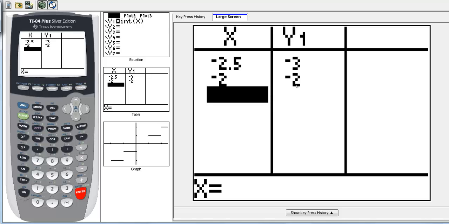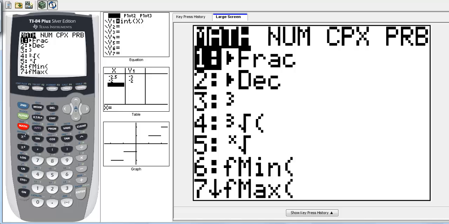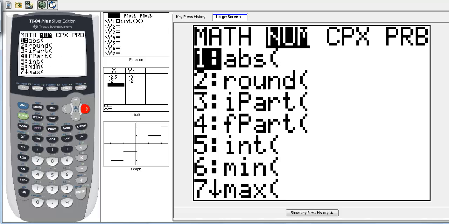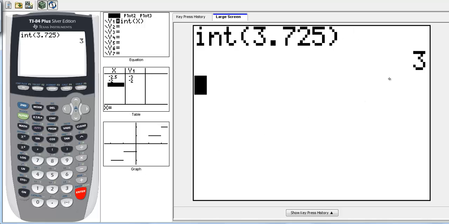Now, if we go second mode or quit to go back to the home screen, you can still type in math and go over to number and down to number 5, which is the integer. And then you could type in any number that you want. So if we want to know, say, 3.725, close the parentheses. Now, this is not an integer, so we know we're going to look at the integer that is less than 3.725, and you should guess this would be 3. So if you hit enter, you get an answer of 3.